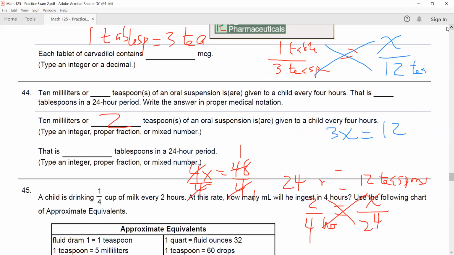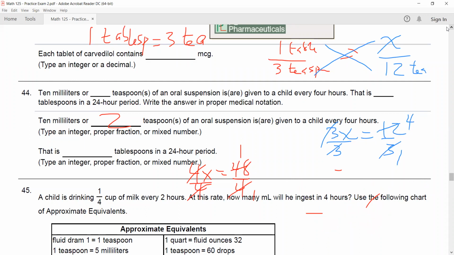Now, because we're trying to find X, we divide both sides. So we have 12 divided by 3, which gives us a 4. So our X is what? 4. Our X is going to be 4. So it means that in a 24-hour period, you give 4 tablespoons to this child, or 12 teaspoons to this child. All right.